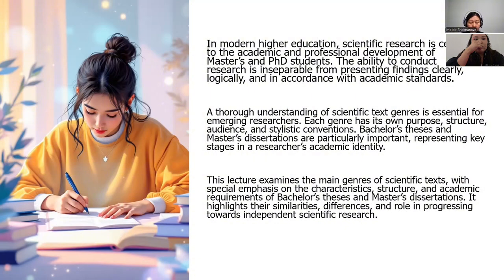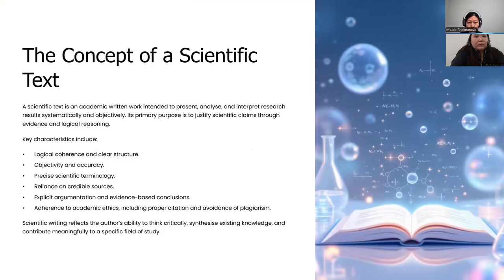So here, in this case, we can focus on bachelor's thesis and master's dissertation works. These two works are particularly important, representing key stages in a researcher's academic identity. In this lecture, we are going to examine the main genres of scientific texts with special emphasis on the characteristics, structure, and academic requirements of bachelor's thesis and master's dissertation works. This lecture also highlights the similarities between them, differences, and role in progressing towards independent scientific research.